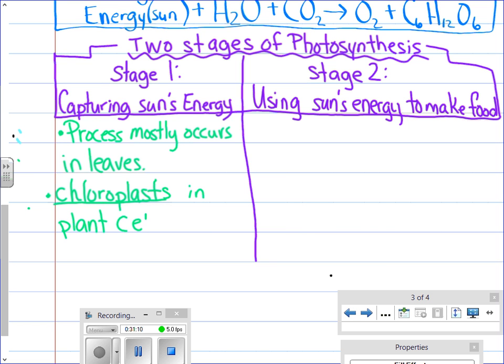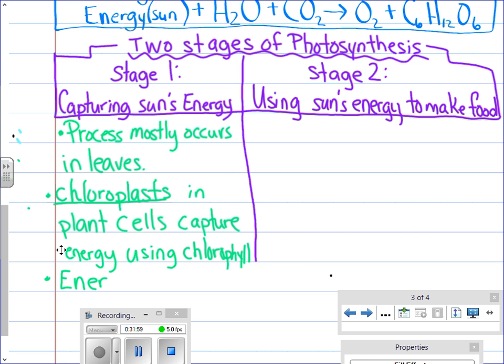Chloroplasts in plant cells capture energy using chlorophyll, and then that energy that they capture powers stage 2.